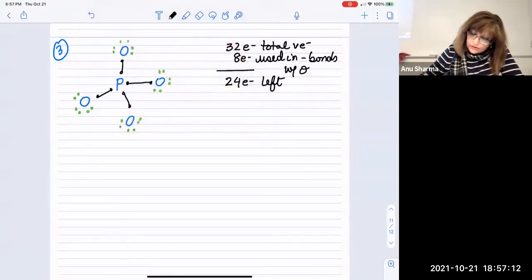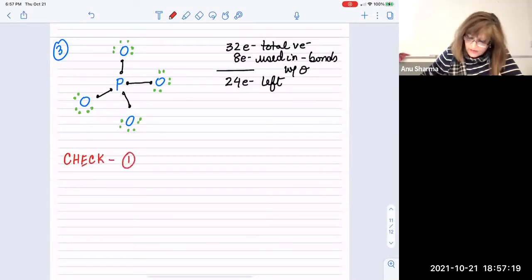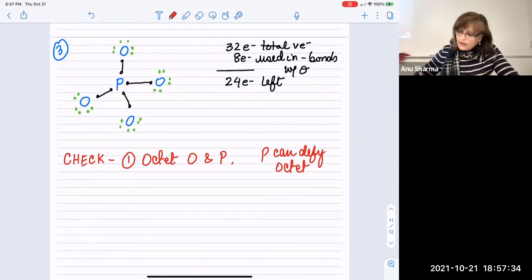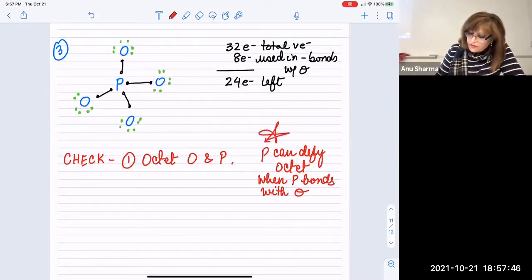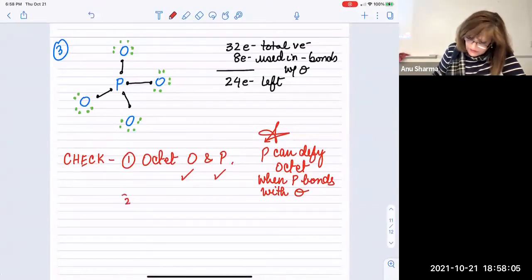So now you are going to check. First of all, the octet of oxygen and phosphorus. Remember that phosphorus can defy the octet, so it's not necessary for phosphorus to follow the octet. Very important here. So look at the octet. Oxygen's octets are met. And for that matter, even the octet of phosphorus is also met. So these guys are okay, but something else is not met.